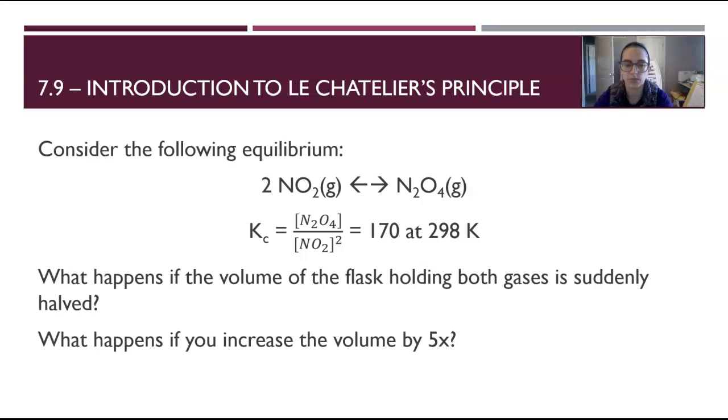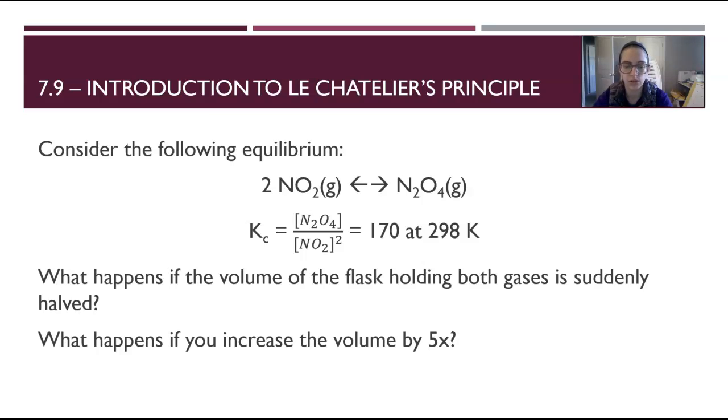Because on the reactant side, we have 2 gas particles, 2 NO2s, to every 1 N2O4. So to counter that increase in pressure, we need to shift to fewer gas particles, because fewer gas particles will lower the pressure, and it will come back to our equilibrium. So it's going to shift to the right.